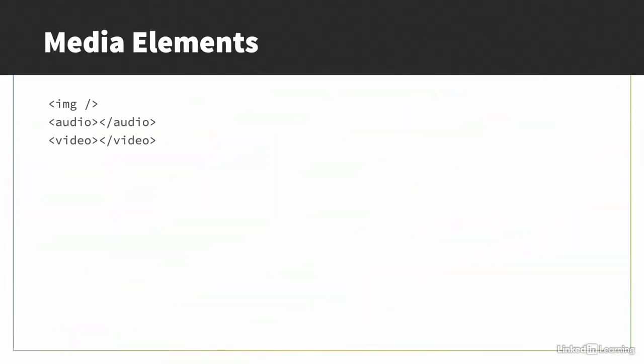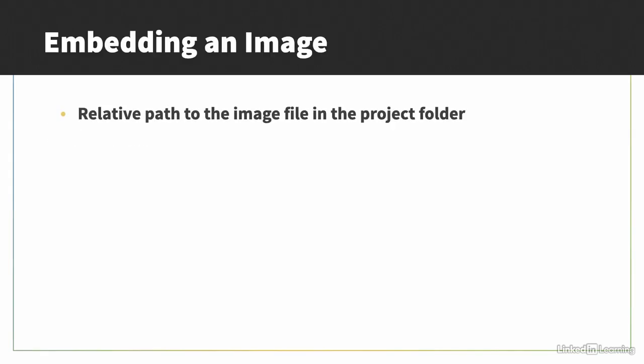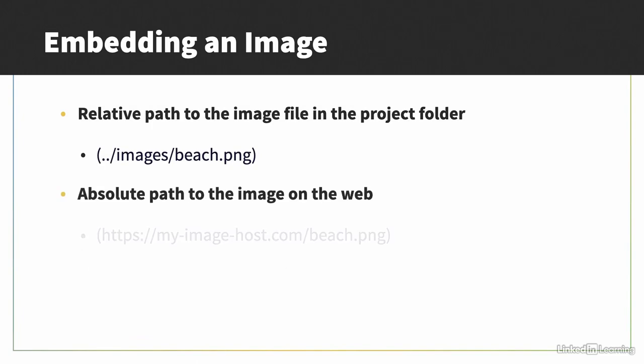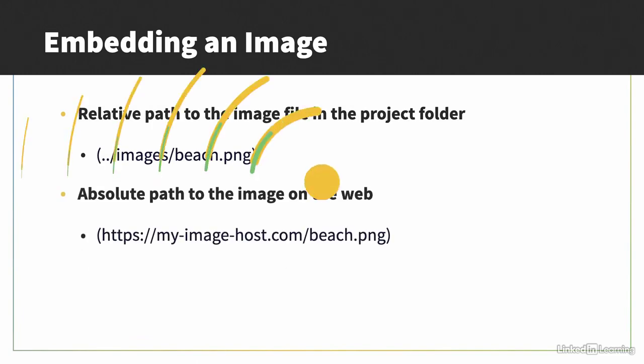We can embed images, audio files, and videos in our HTML pages using the image, audio, and video tags. Let's start by embedding an image on our web page. We can either embed a local image that's located in our project folder, or use an absolute path to an image hosted elsewhere on the web.